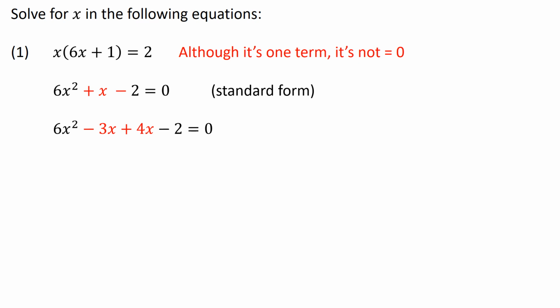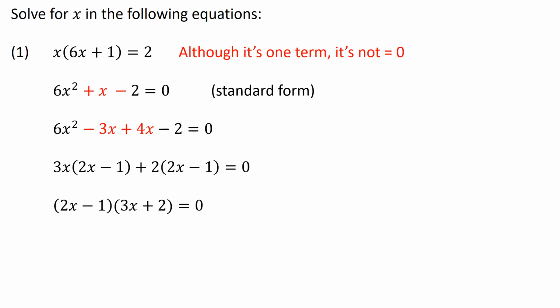So now we're going to use grouping as a type of factorization. If we take out a 3x from term 1 and 2, we'll have in our brackets 2x minus 1. And then we're going to manipulate term 3 and 4 by taking out a 2, so that we again have in our bracket 2x minus 1. Then we're going to take out a common bracket of 2x minus 1. And then the other bracket is going to be 3x plus 2 equal to 0.